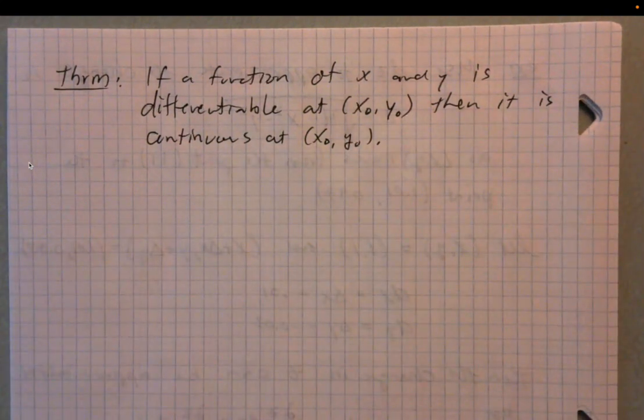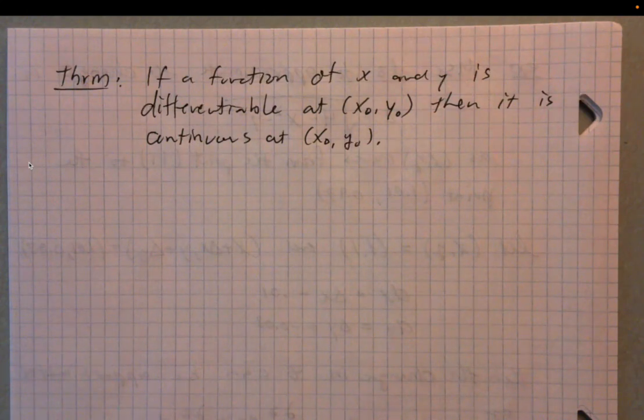Okay. So this kind of harkens back. Remember that the existence of the partial derivatives at a point is not sufficient to guarantee the differentiability of the function at the same point. So what this theorem basically tells us is the function has to be continuous as well.